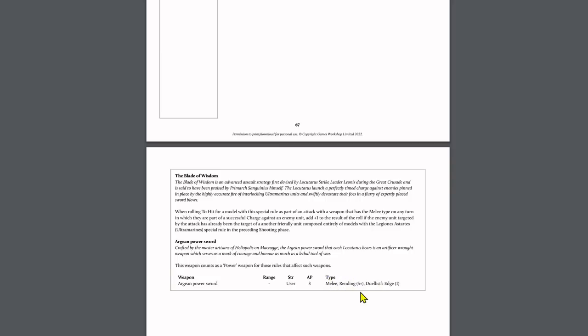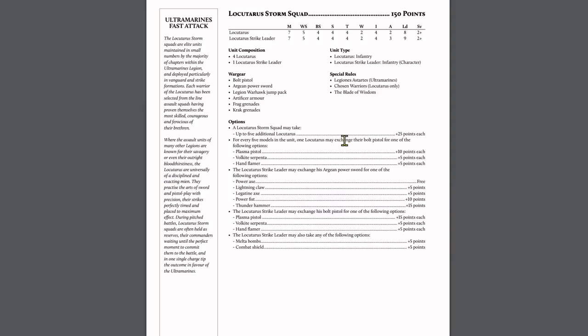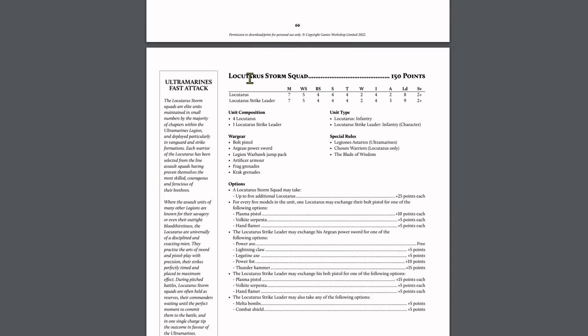Now that might not seem like a lot, but that's actually quite a lot. Rending 5 is quite a big deal. And having Duelist's Edge, because they are also chosen warriors, meaning they can potentially squish stuff before they go, is good. And again, just having access to a unit like this devalues other legions that have access to units like this, because that's like their thing.